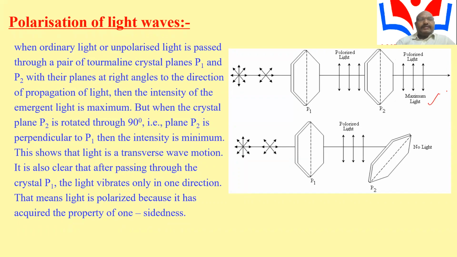This shows that light is a transverse wave motion. It is also clear that after passing through the crystal P1, the light vibrates only in one direction. That means light is polarized because it has acquired the property of one-sidedness.